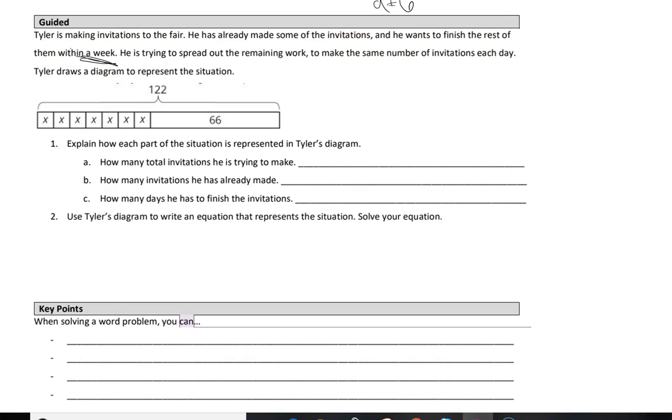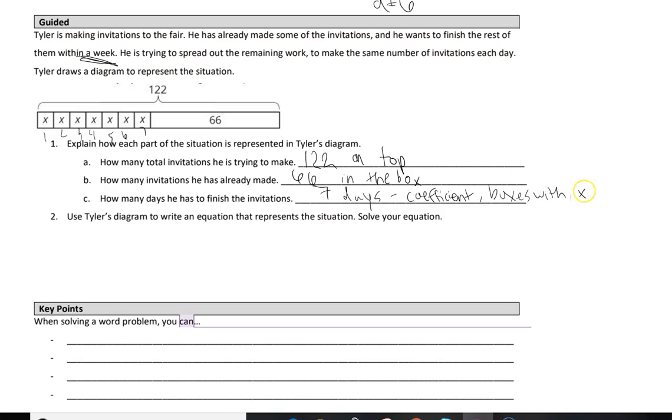So the total invitations he's trying to make is 122. We see that on top. It's going across the whole box because it's all of the invitations. He's already made 66. We see that in the box because it's representing his progress that he's made. And then how many days he has left. So if we look here with the X's, we have 1, 2, 3, 4, 5, 6, 7 X's. So we have 7 days. This is in the box like our coefficient or the number of boxes with X.